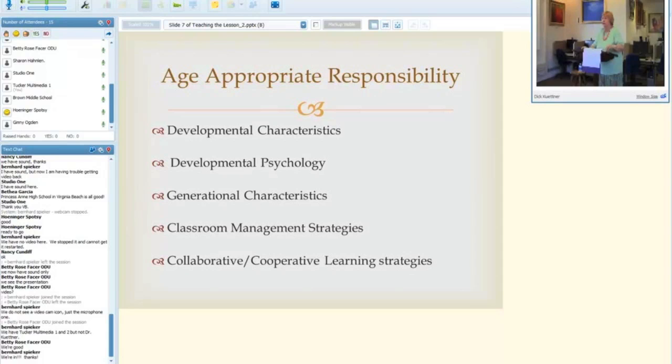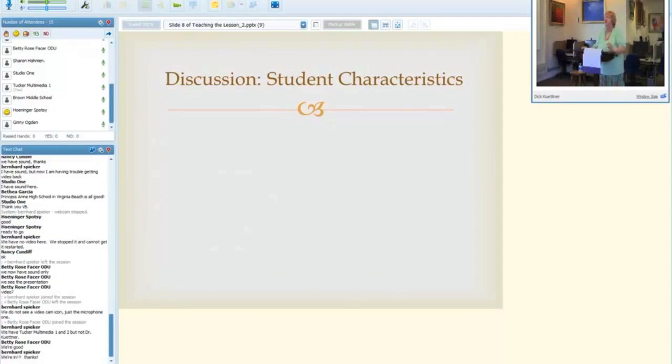Okay, so now I'm going to ask you to come up with some student characteristics. You can focus on developmental characteristics, learning characteristics, generational characteristics, but I'd like to hear what you have to say about student characteristics that will affect their learning and will affect the responsibility that you can give them for their own learning in the classroom. So we'll take maybe 5 minutes. I don't like to spend a lot of time on discussion.